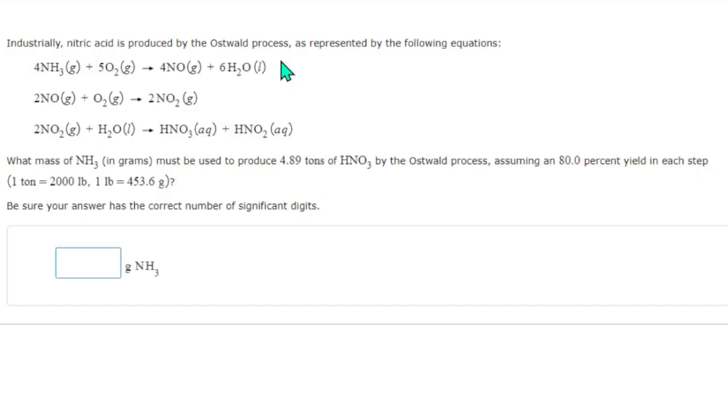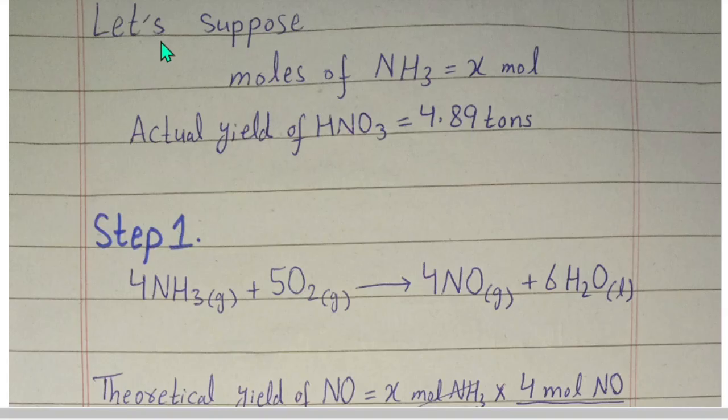In this video, we are going to solve a question involving the Ostwald process described through these reactions. The amount of nitric acid is given in tons and we are supposed to find the mass of ammonia in grams needed to produce 4.89 tons of nitric acid. Let's suppose we have X moles of ammonia that give an actual yield of 4.89 tons of nitric acid.